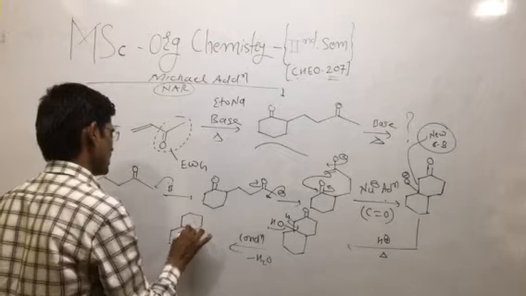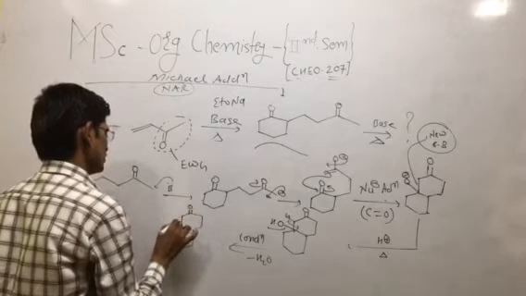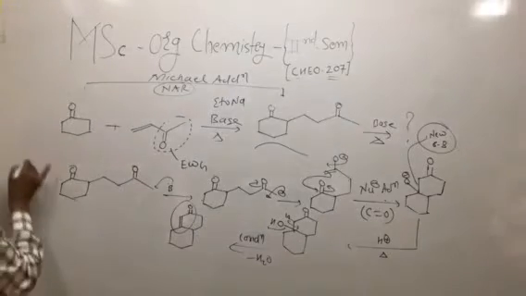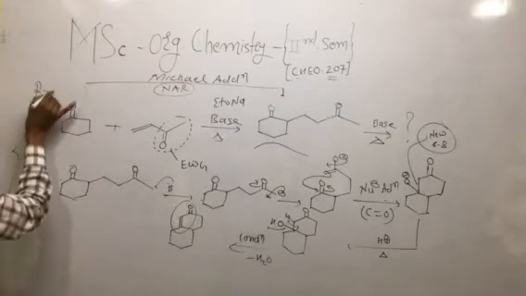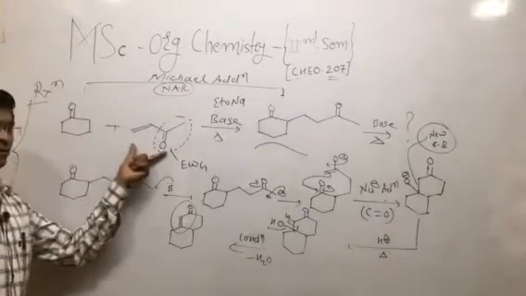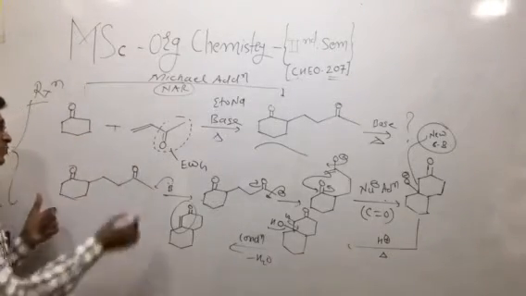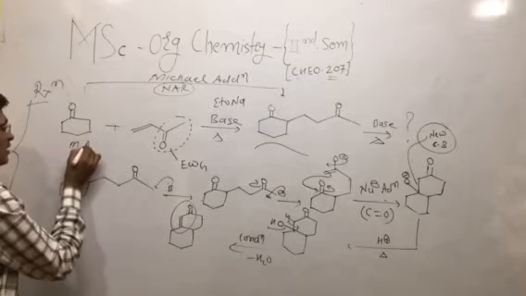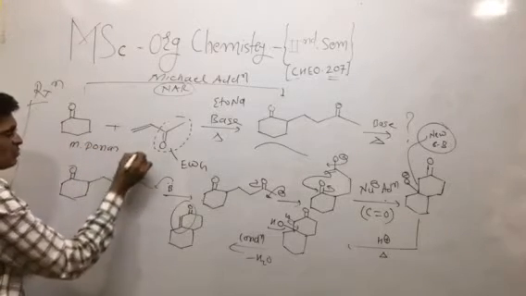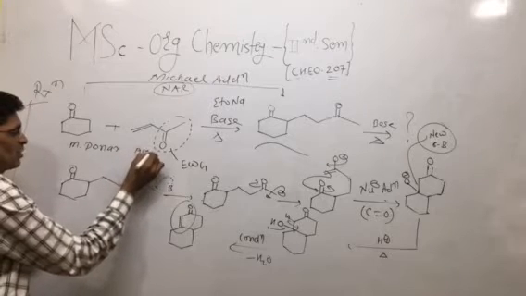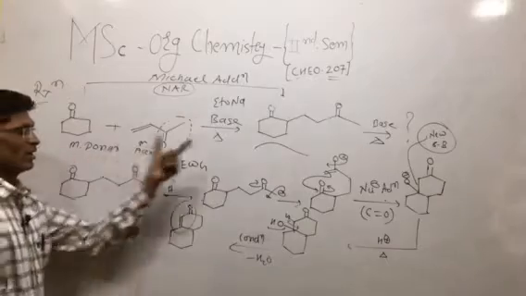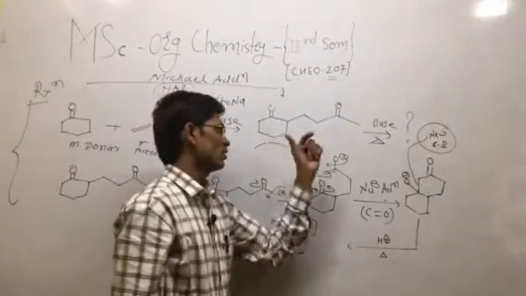This is called an alpha beta unsaturated cyclic compound, starting from cyclohexanone with an alpha beta unsaturated carbonyl compound. As you can see, this is the Michael donor, and this is the Michael acceptor. So this is the Michael acceptor and this is the Michael donor. Then the Michael addition product is formed.